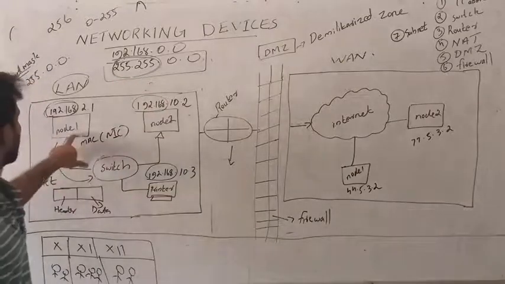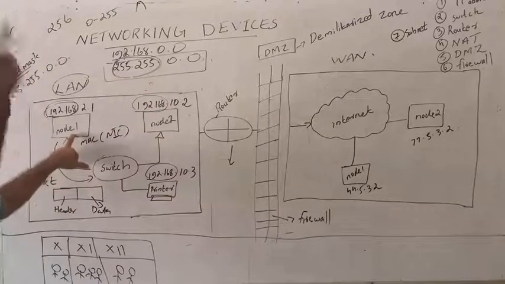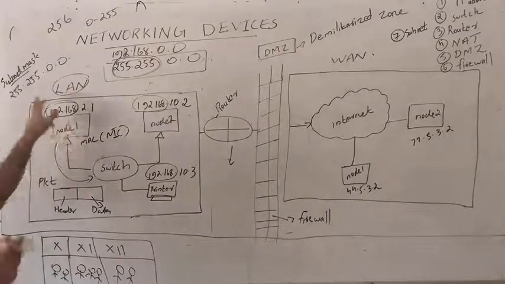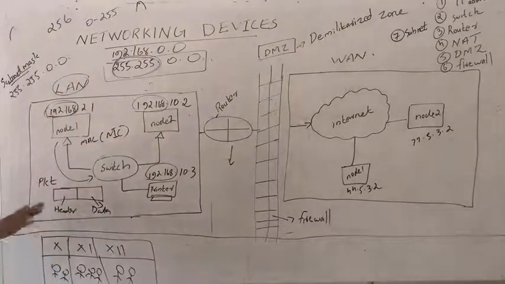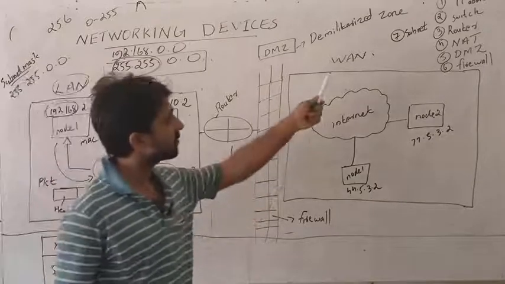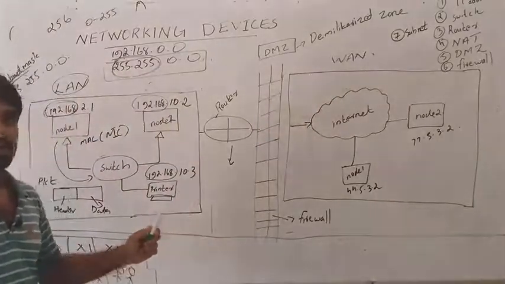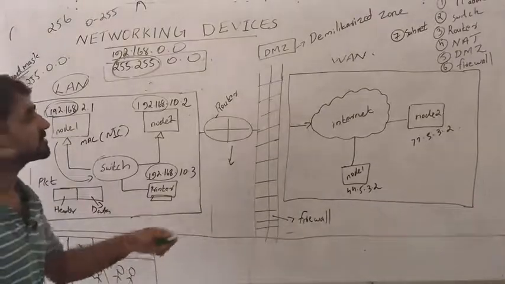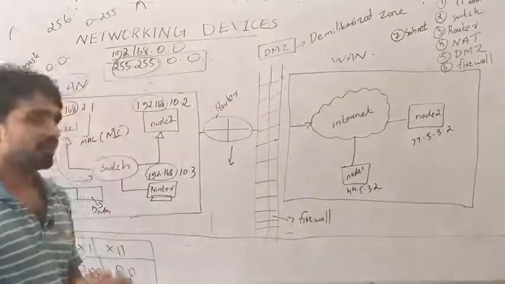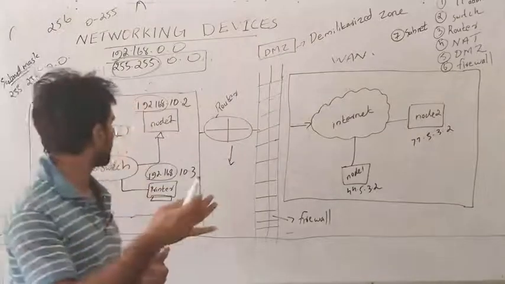If this node 1 sends a message to any other device outside of this LAN, that outside can be represented by a wide area network. A wide area network is nothing but our internet. A better example of a wide area network is the internet itself. In the internet, some devices are kept in other places.